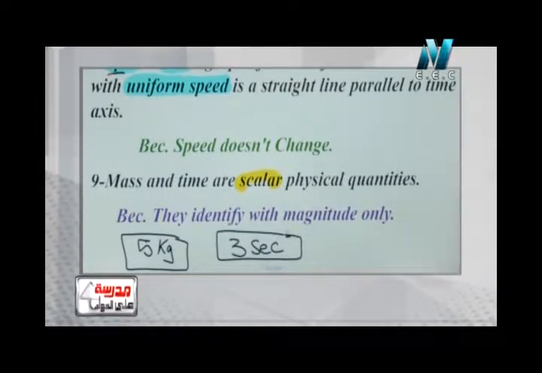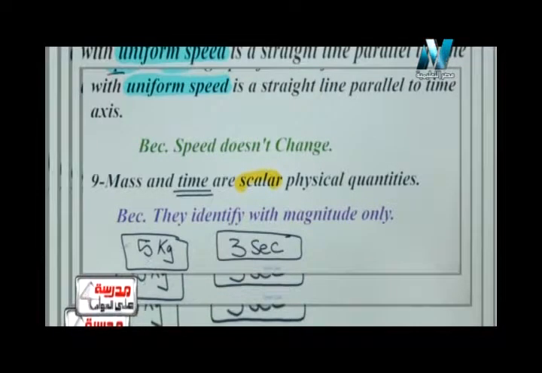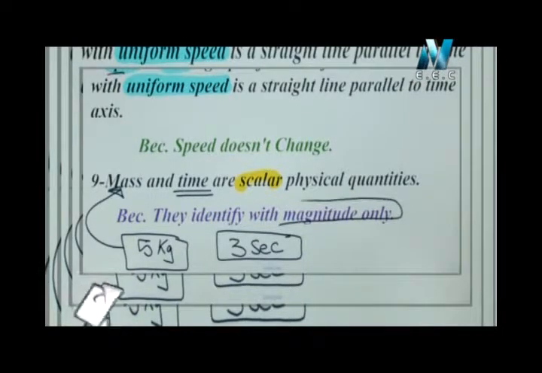So we need magnitude only. لو anybody say I cover this distance within 3 seconds، مشيت المسافة دي في 3 ثواني، I know 3 seconds mean or the meaning of 3 seconds here as time. If we have to buy مثلا 5 kilograms of orange fruits we know we talk about mass. So they identify with magnitude only.